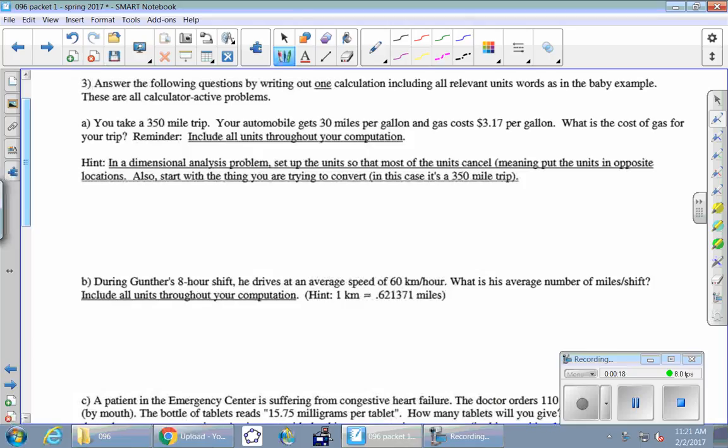In this case, a 350-mile trip. The automobile gets 30 miles per gallon and gas costs $3.17 per gallon. And we want to figure out what the total cost of the gas is for the entire trip. And there are a lot of correct, legitimate ways to manipulate these three numbers and get the right answer at the end of the day. I'm looking for one specific way to get the right answer.